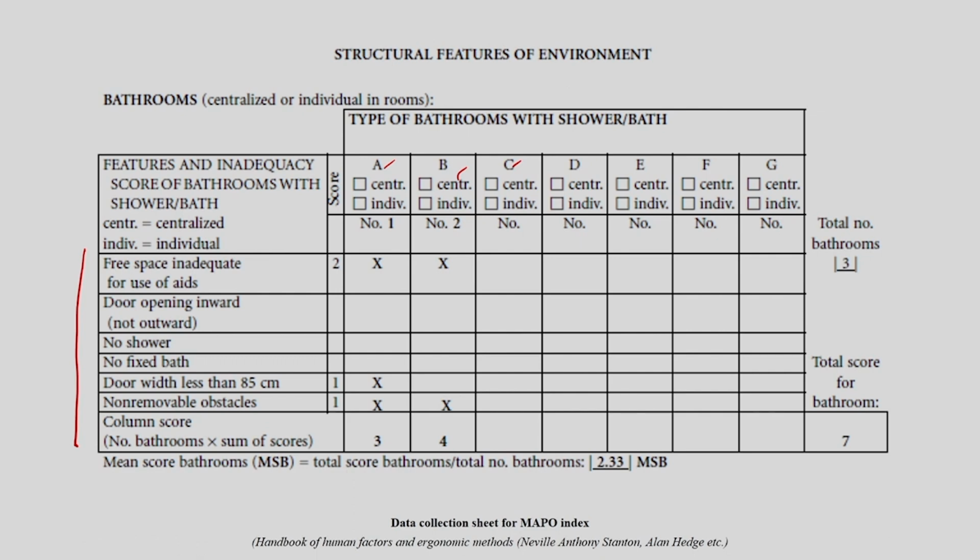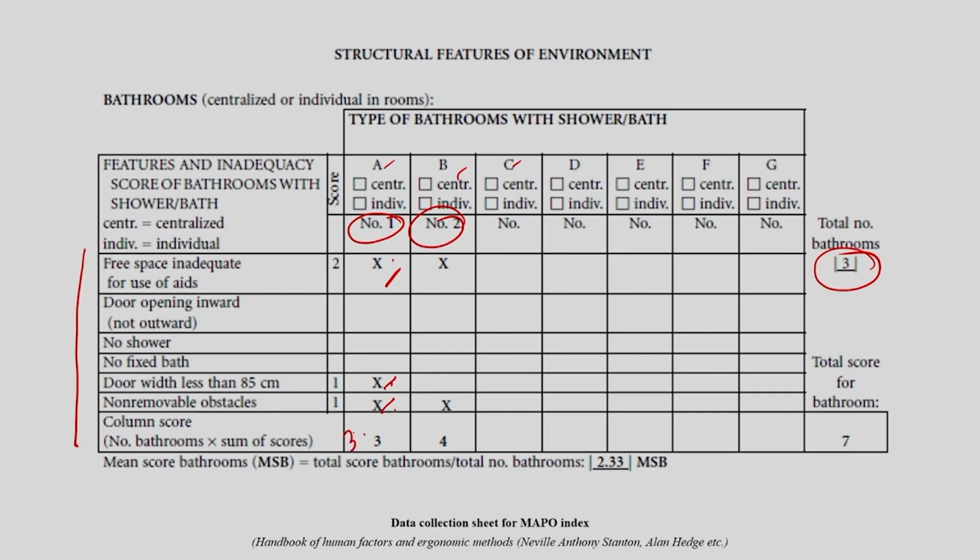How many total bathrooms do you have? You have a total of 3 bathrooms. How are they divided? Category 1 has 1 bathroom and category 2 has 2 bathrooms. What is the problem? In the first category you have issues: the free space is inadequate, door widths are less than 85 centimeter, and non-removable obstacle. So you have 1, 2, 3.